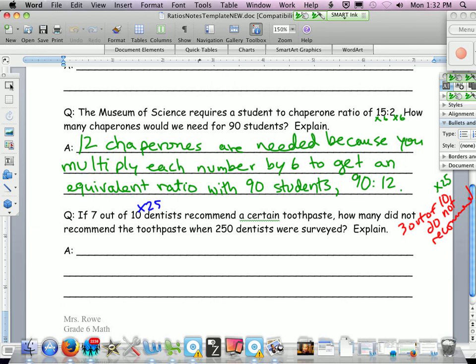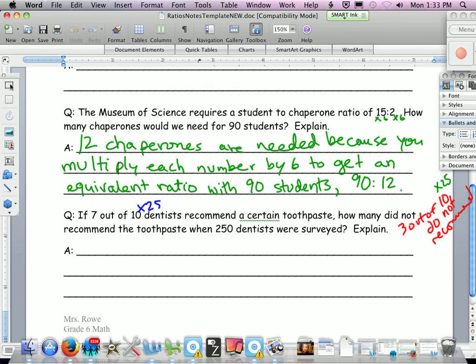Well, there are 250 dentists altogether. 3 out of every 10 do not recommend it. So we're going to multiply the 3 by 25 to get how many? 75. 75 do not recommend it. There is the possibility that some people found the total amount that did recommend it, subtracted that from the 250 surveyed altogether to find that difference. But other people subtract first and find that 3 do not recommend it.